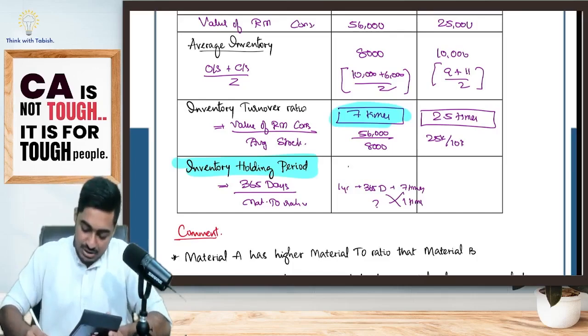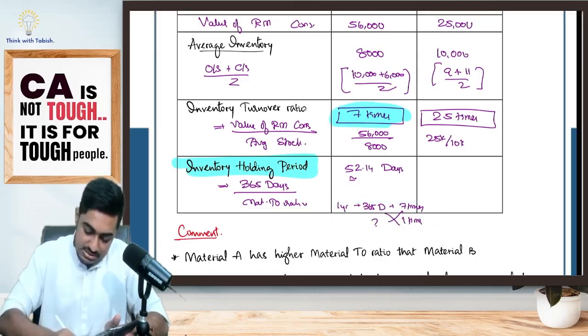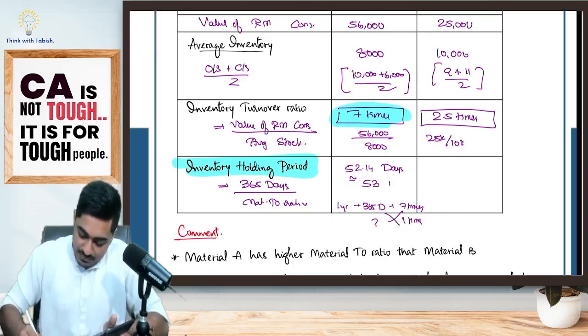That is 52.14 days. Yes or no? That is, I can tell, more or less 53 days. Yes, in 53 days, whatever average inventory I have purchased, I am using.